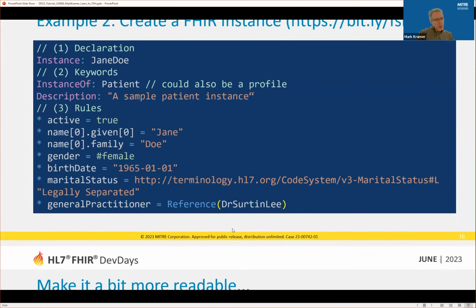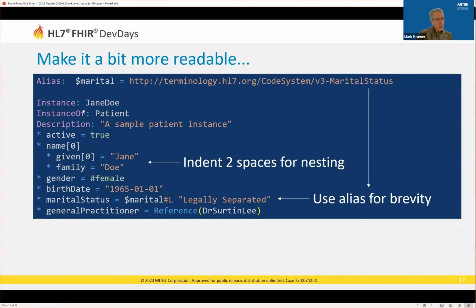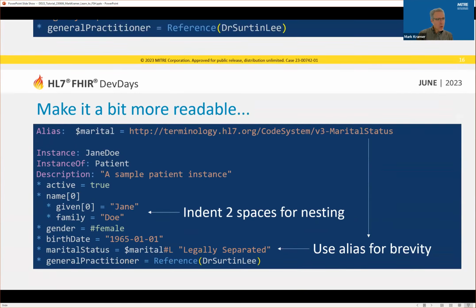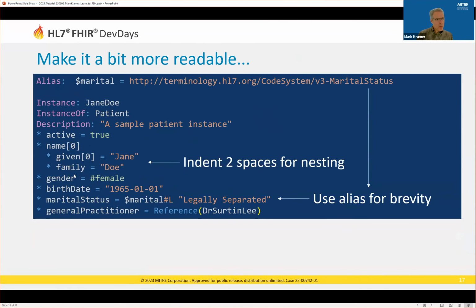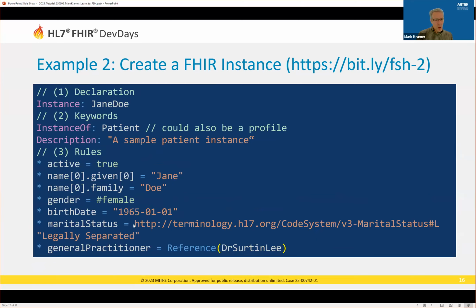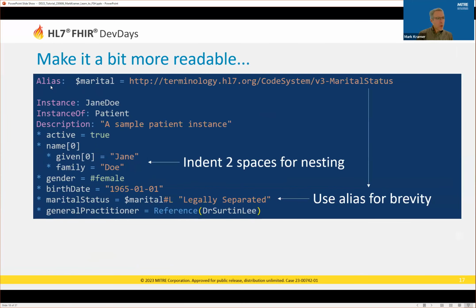Now, there are other ways to write this that are a little cleaner, perhaps. You can indent to replace the dotted strings. So in this previous, we said name.given and name.family. If you don't want to repeat the name part of it, you can just indent by 2 spaces. And the other thing I really don't like is this very long URL. And especially if this repeats, you can define what we call an alias. Here we use $marital to represent this entire string, which shortens the previous statement down to marital, which is the code system, and then the code and the display text.